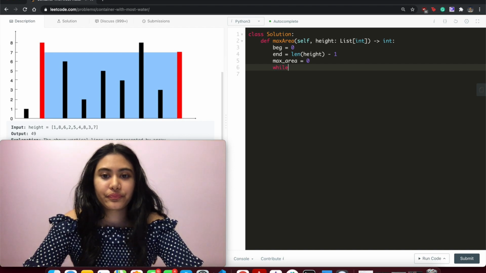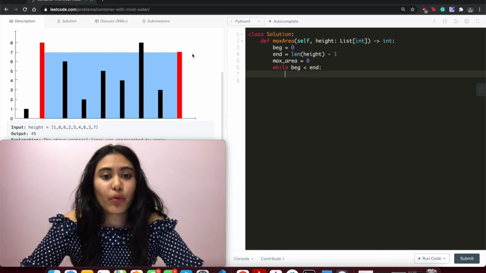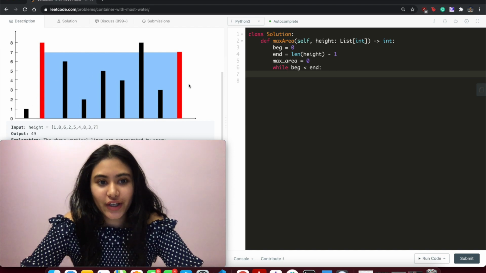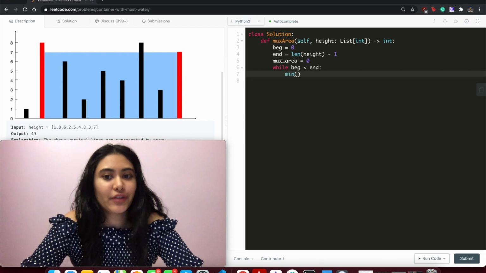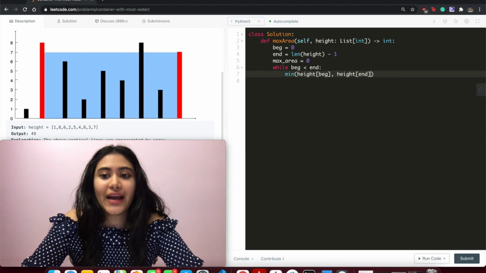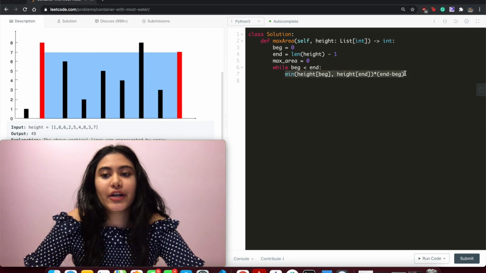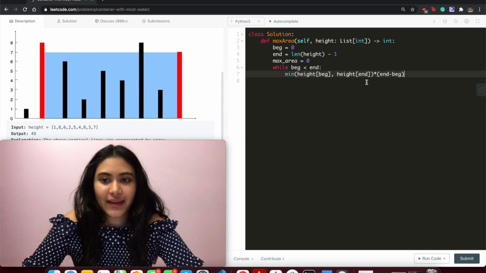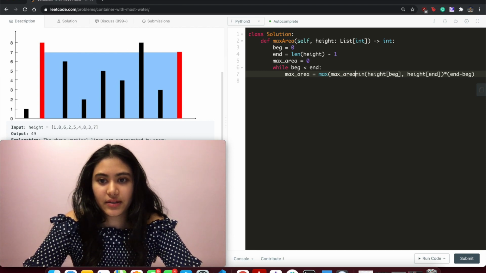So while beginning is less than end, we want to see whatever pointers our current beginning and end are pointing to, what their area is, and if it's greater than our current max area. So how do we find area? Well, we want to take the minimum of the two bar heights, so height of beginning, height of end. Now that we have the minimum, we multiply it by the distance between them, so this times end minus beginning. This is going to give us the area of two bars at indices beginning and end. Now we want max area to be the max of our current max area and this new calculation.